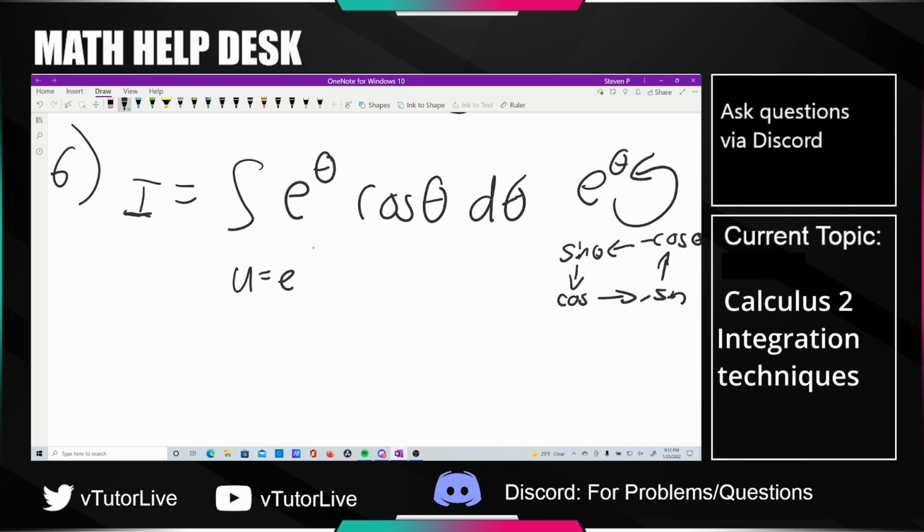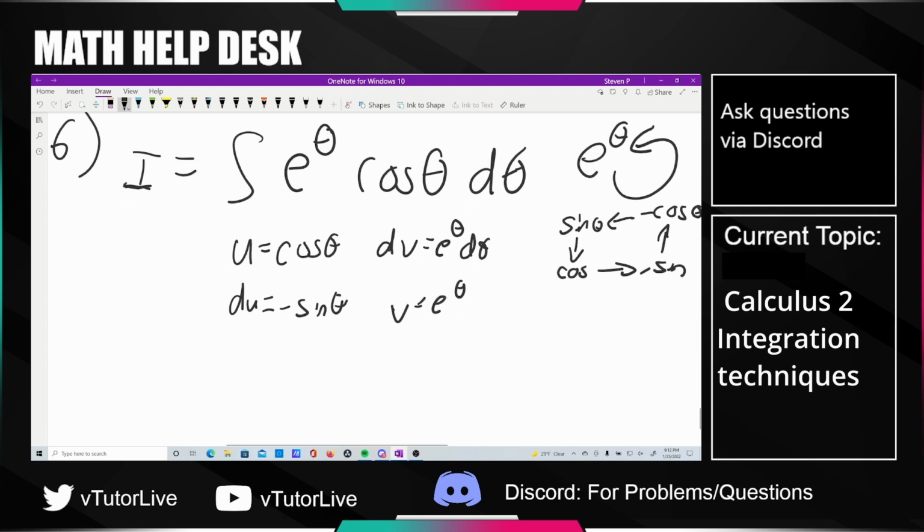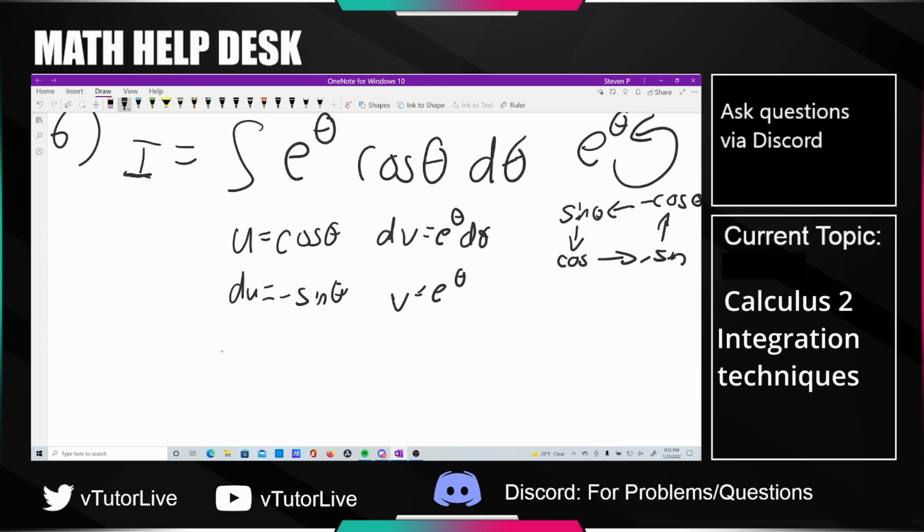So u is equal to cosine theta, and dv is equal to e to the theta d theta. So then this just turns into du is equal to minus sine theta, and v is just equal to e to the theta. And okay, we just do uv minus, I guess it's minus negative sign, so it turns into a plus. Is that right? Sine theta e to the theta. And remember, this entire thing is equal to I.